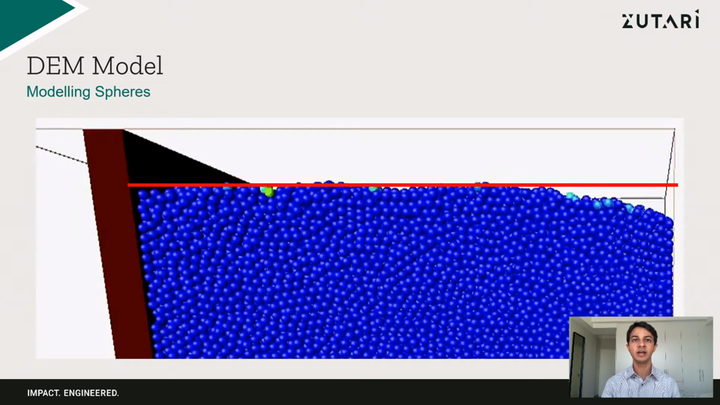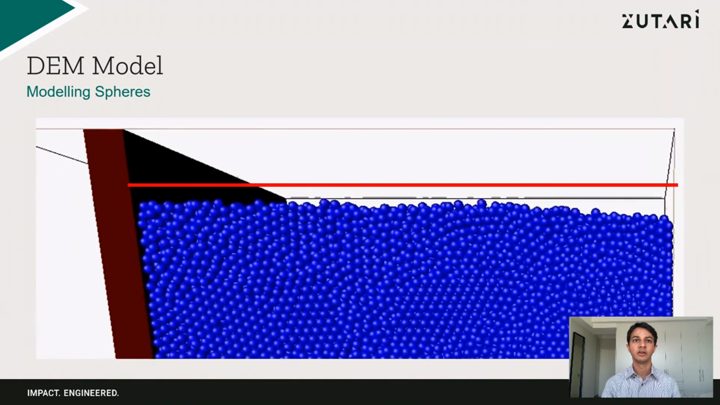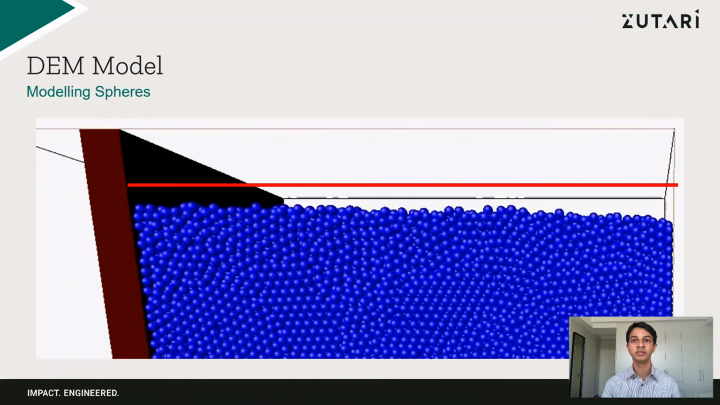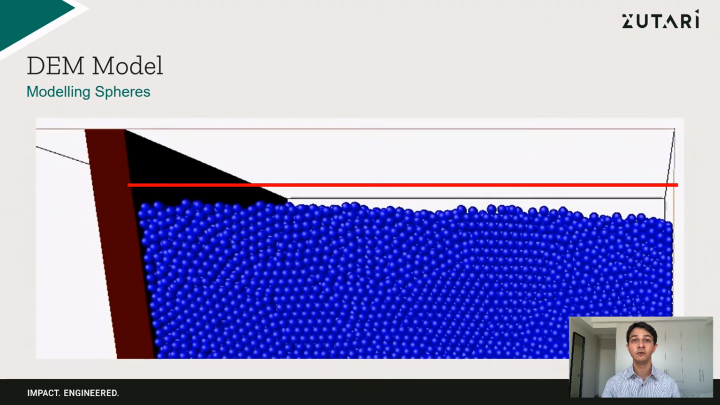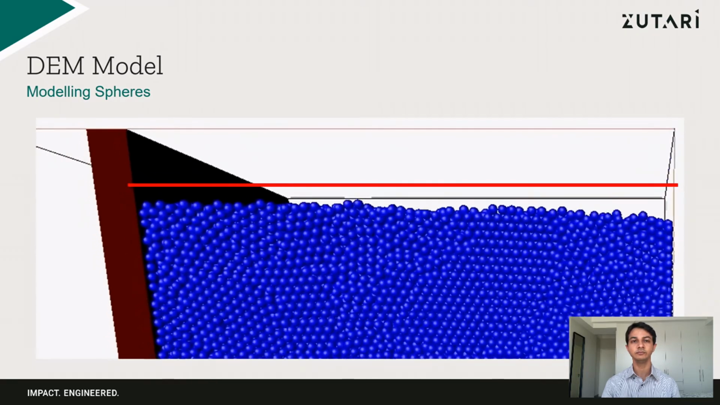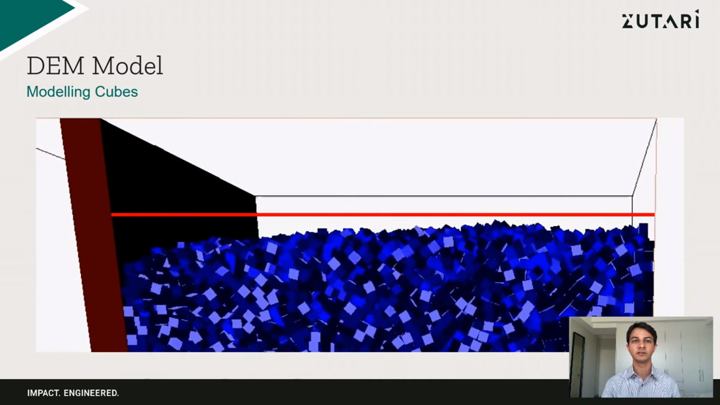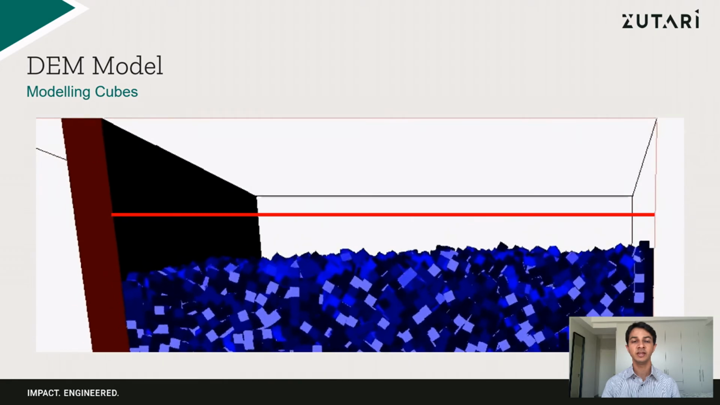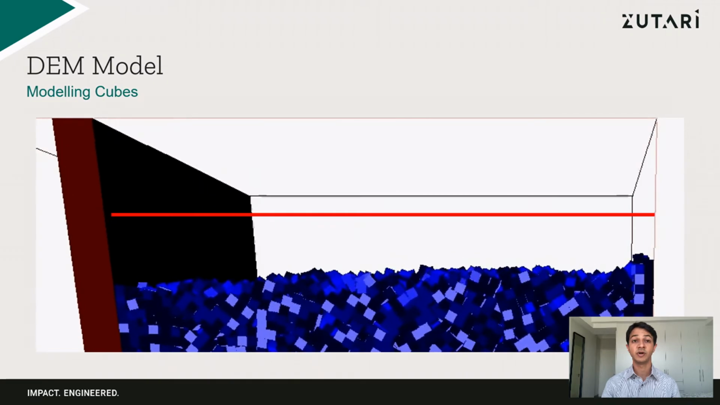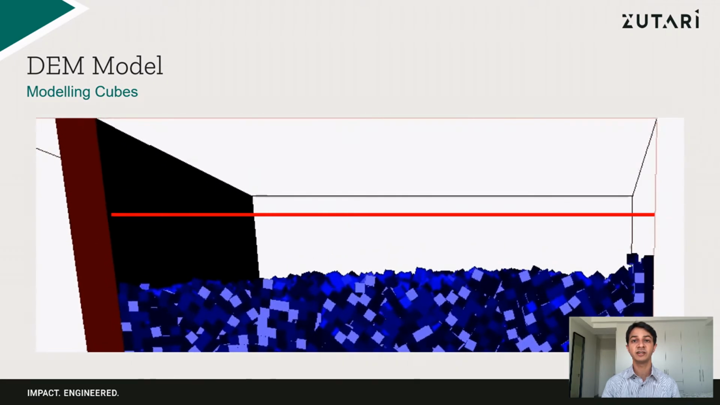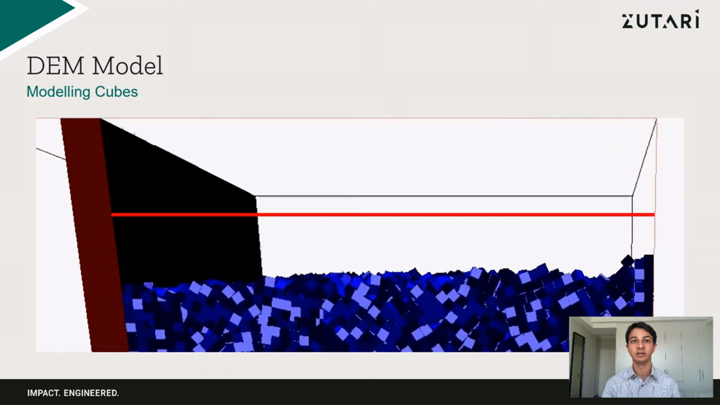This video shows a sped up DEM simulation of the perfect spheres. Notice how the particles settle in a uniform manner compared to the red line. There is also relatively low settlement for these particles. Now, let us have a look at the more angular cubic particles. Again, pay attention to the settlement relative to the red line. Notice how the particles near the abutment wall settle much faster than those further away. Also, how much more settlement occurs compared to the spheres.